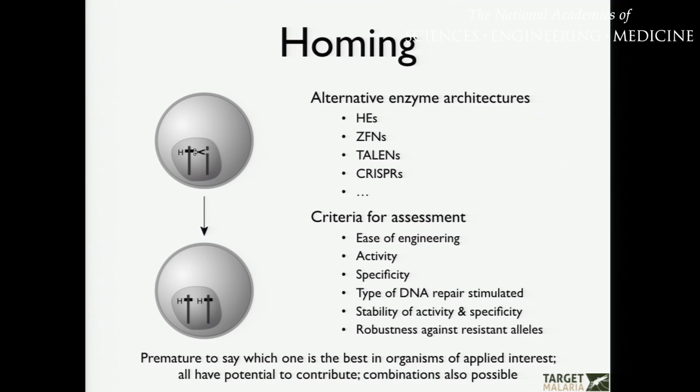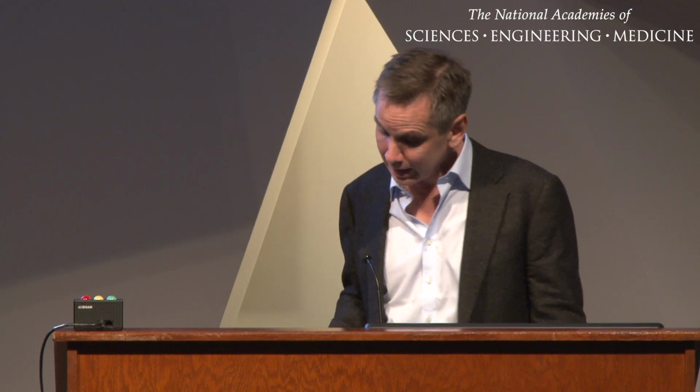Another is the stability of the activity and specificity. As these were to spread through a population, mutations will accumulate, and so one needs to consider how those mutations will affect the activity and the specificity of the enzymes. And also very important, as I mentioned, is resistance, so the robustness of these various architectures to resistant alleles is going to be critical. So again, I think it's premature to say which one of these different architectures is going to be best in the organisms of applied interest. All have potential to contribute, and combinations are also going to be possible.